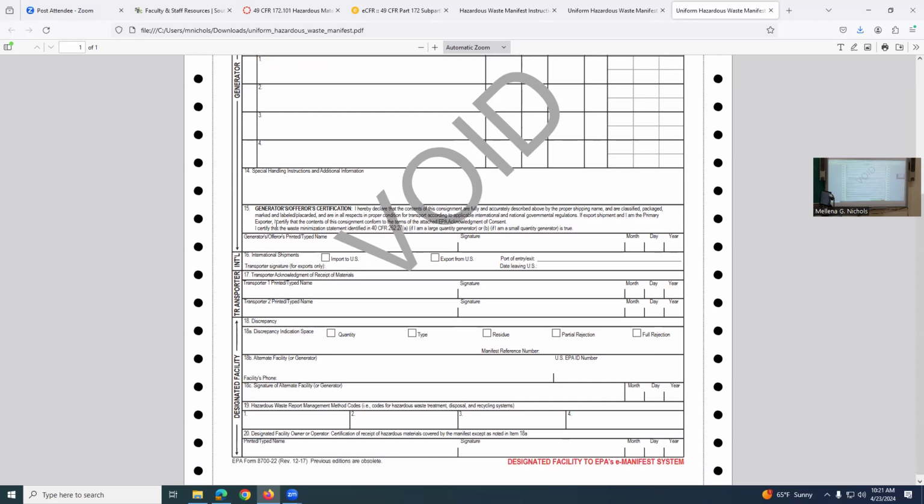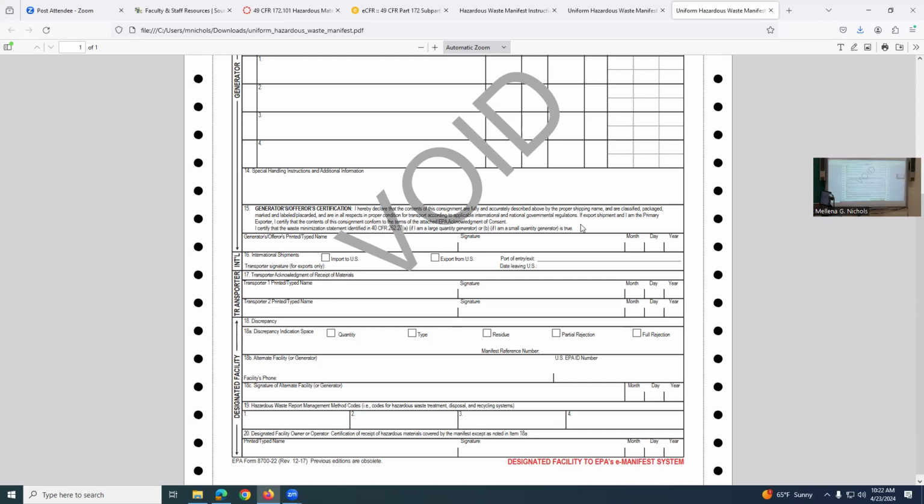Okay, and then section 15, the generator's certification. Remember I told you earlier in the semester that when you sign it, you're literally saying you've done everything you can to reduce the amount of waste. If you read this tiny little thing, it basically says that you are certifying that everything you filled out is correct to the best of your knowledge, and that if you've exported shipments, as the primary exporter you certify that the contents of the consignment conform to the terms attached in the EPA acknowledgement of consent, and you have minimized as much as possible the amount of materials that you have.